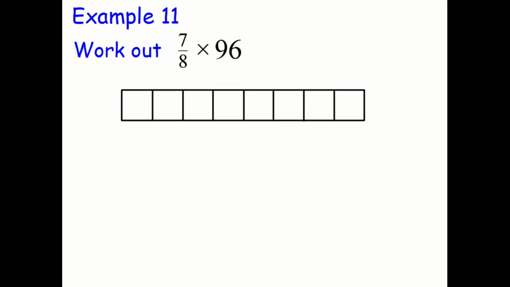Example 11. Work out 7/8 multiplied by 96, so this means 7/8 of 96. So if you think of 96 being the whole bar, and I want to split it 8 equal ways, so 96 divided by 8 is 12, so 12 goes in each box. Don't get confused that it's the 8 that goes in the box. Some students think that 8 goes in each box, but you have to do the 96 divided by 8 to give you what's in each box.